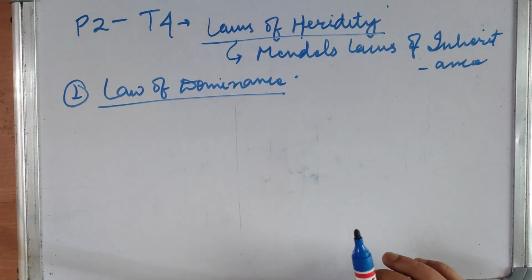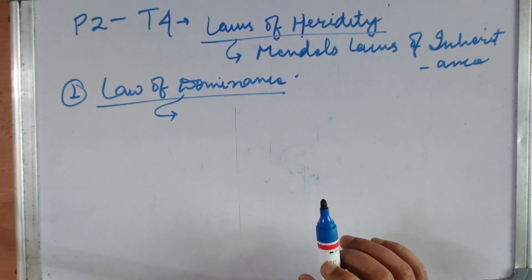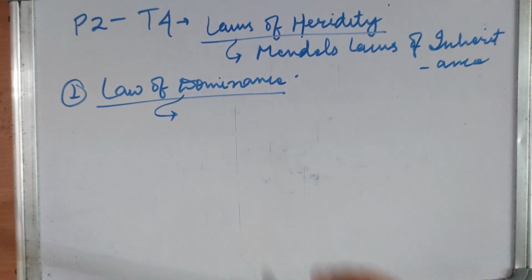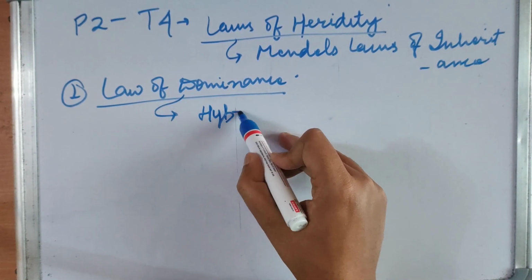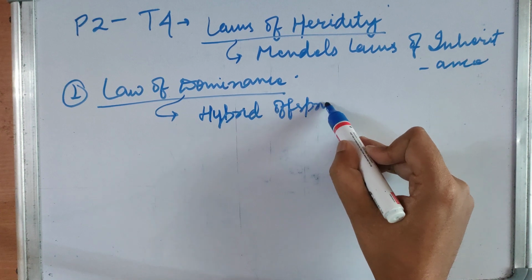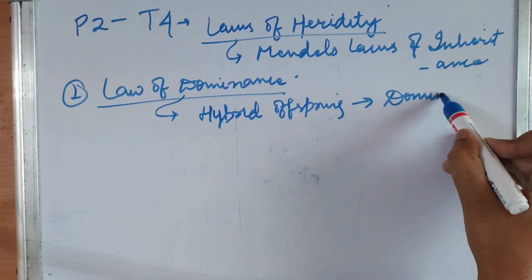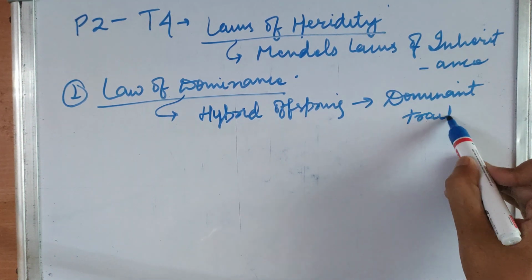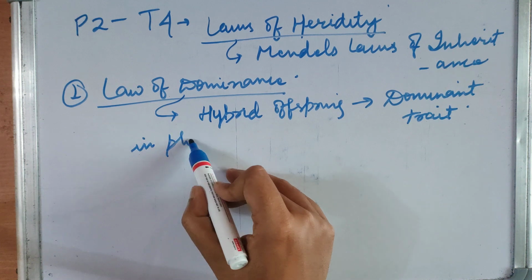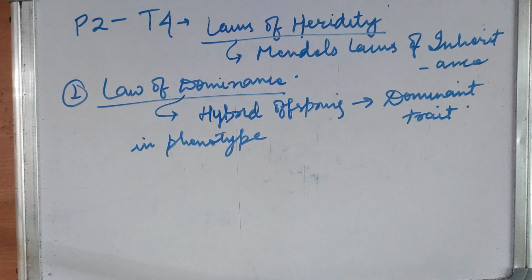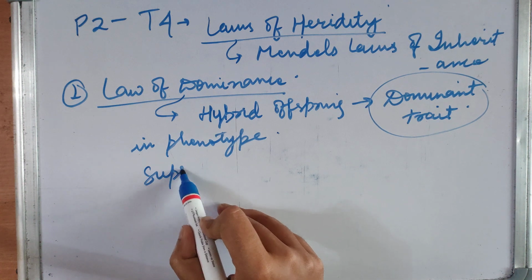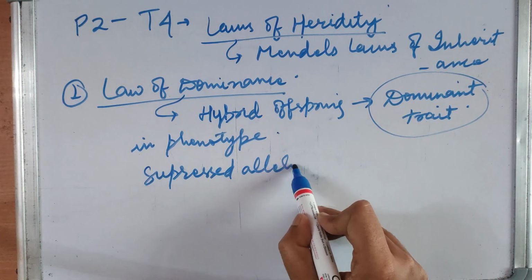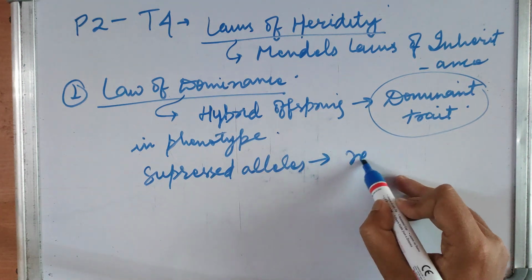Law of dominance. According to this, the hybrid offspring only inherit the dominant trait, that is, only the dominant trait is seen in the phenotype. The alleles that are suppressed, the traits which are not seen, are called recessive traits.